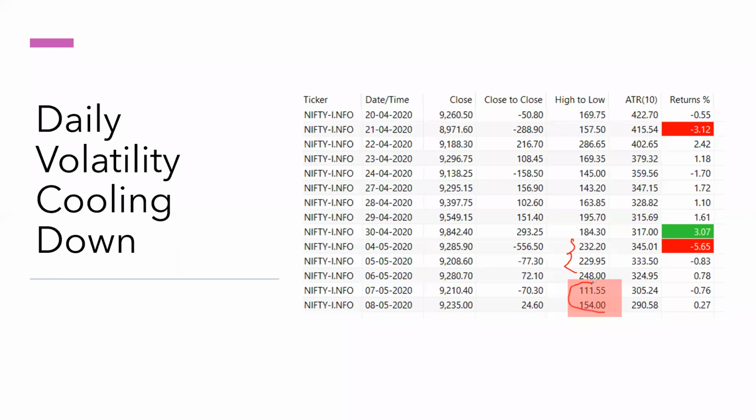Now that volatility is cooling down, I guess most of the time we are going to see less than a 150 point intraday range, because volatility on monthly is also cooling down, weekly also cooling down. So I'm just expecting the daily intraday range, the high to low range of the candle, to be less than 150 points most of the time, for most of the next week contracts. Upcoming weeks, I'm expecting less than a 150 point intraday range by looking at this data point, because volatility on the monthly and weekly is slowing down.